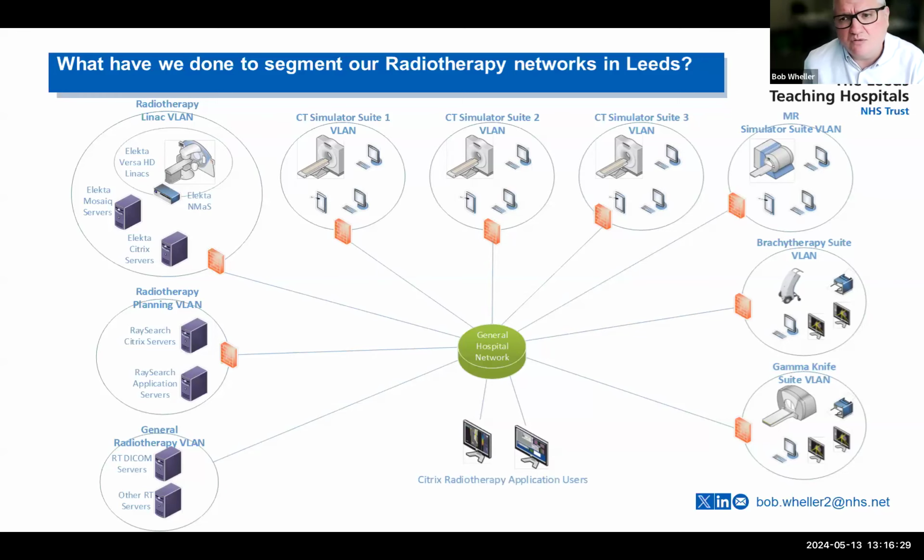Each of the devices is separated from each other. If you look across the top line there, you can see that we've got 3 CT simulators and an MR simulator, and we put all of those in separate network segments, all protected by a firewall, because the manufacturer supplied system is not as robust as the Elekta NMAS system. Then we have a separate network segment and a separate VLAN for brachytherapy and gamma knife radiotherapy planning. And then we have some general systems that we don't protect with a firewall that are more open. So in effect there, we've got 1, 2, 3, 4, 5, 6, 7, 8 network firewalls that we're managing as part of our radiotherapy system.